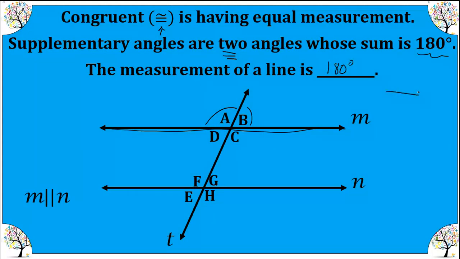Let's just take this line here. We know that if we create a perpendicular line, we have 90 degrees on the left side and 90 degrees on the right side. Therefore, a line is 180 degrees.